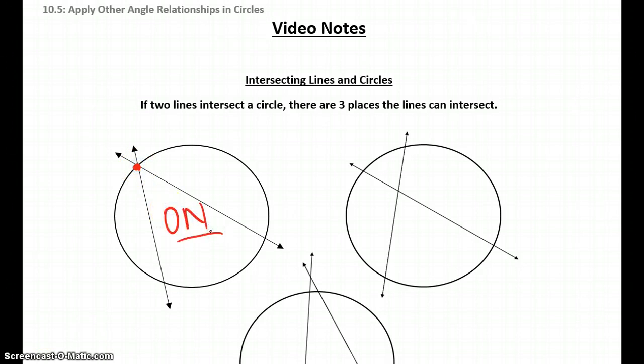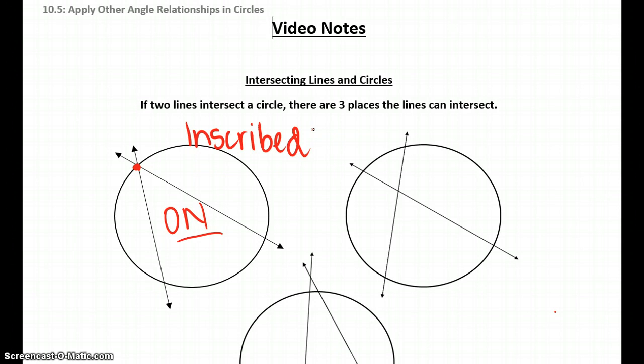And on the circle is what we talked about in section 10.4, and those were known as inscribed angles. Inscribed is on the circle. A way I like to have people try to remember that is that inscribing is kind of like engraving on something, so it's inscribed onto the circle.